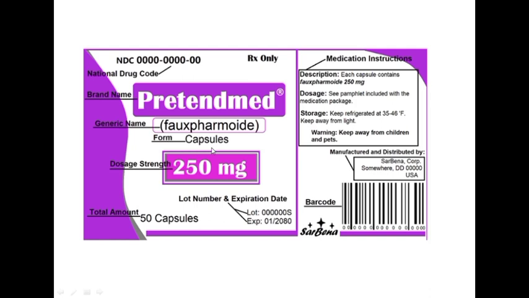Dosage form, the physical form of a medication: capsule, liquid, etc. Route of administration, how a medication is taken or given: oral, this one is oral, topical, intravenous, etc. Strength, the concentration or potency of a medication. Dosage, the amount of medication to be taken at one time.